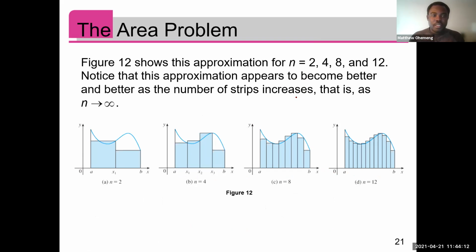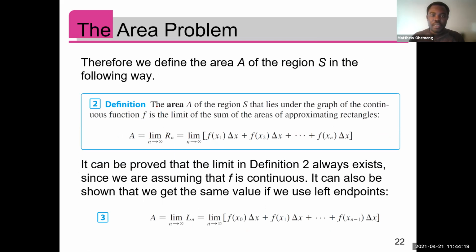So this is just showing us for some number of strips, right? So we can do it for 2, 4, 8, and 12. But I'm most interested in the notation. So we saw that the true area is going to be the limit as n approaches infinity of either the right endpoint estimate or the left endpoint estimate, right? So that's why you see A equal to the limit as n approaches infinity of L sub n, and then the limit as n approaches infinity of R sub n. Either one will give us the same answer, right?